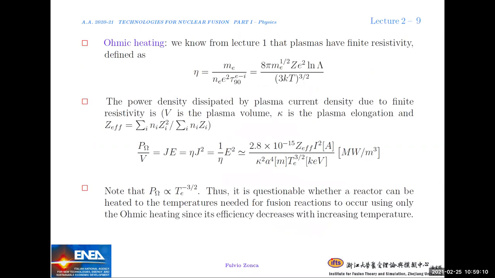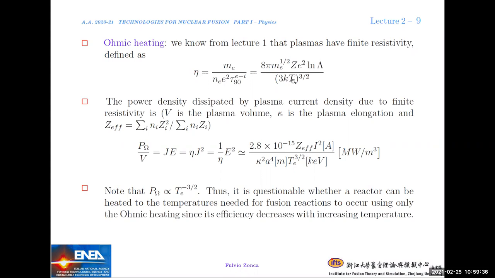So now let's look into the details. The ohmic heating. We know from lecture one that the resistivity of the plasma is given by this expression, okay? It is proportional to the temperature to the minus three halves, and it is proportional to the Coulomb logarithm, ln Λ. Λ is the number of particles inside the Debye sphere, which is a large number.